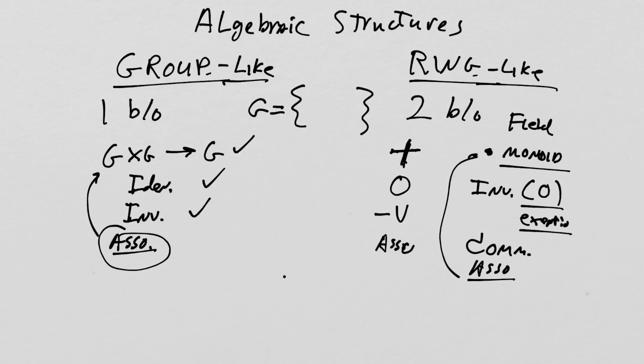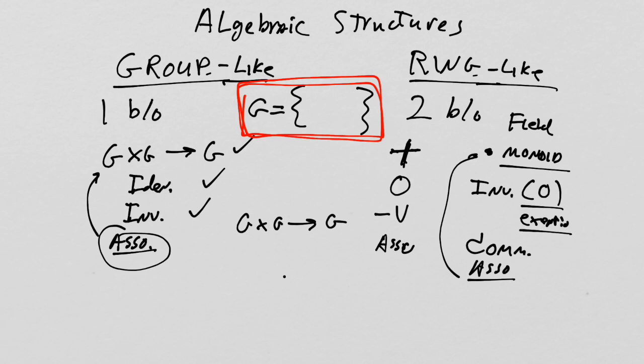So the difference between group-like and ring-like was the number of binary operations available: in this case two, and in this case one. But one thing that made them the same is that they both had only one set in play. So what are all the possible binary operations for a set? You've got G cross G into G. All these binary operations ultimately are maps that look like that.